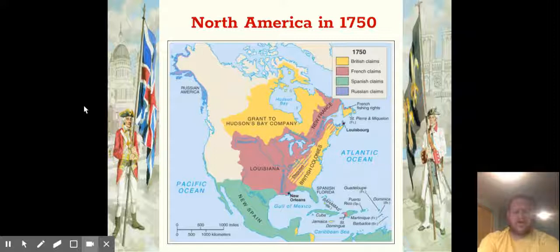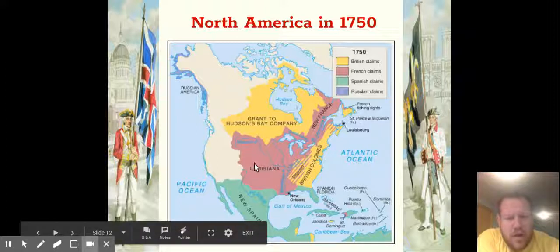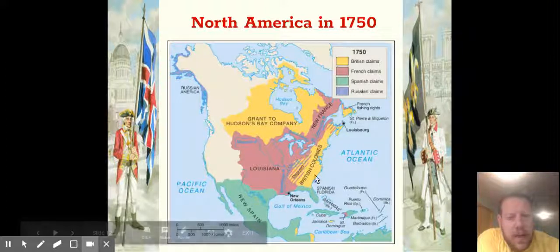So here we have North America in 1750. So you can see where the British claims are up here. Henry Hudson claimed this bay up here. New France, this little sliver going along the St. Lawrence all the way down to the Mississippi, and then Louisiana here, New Spain. And here are the British colonies.